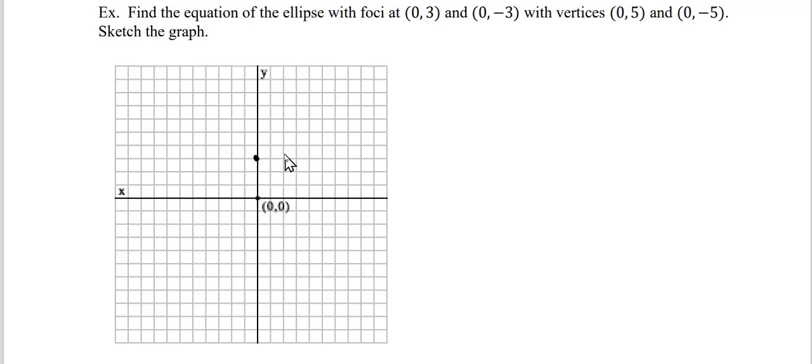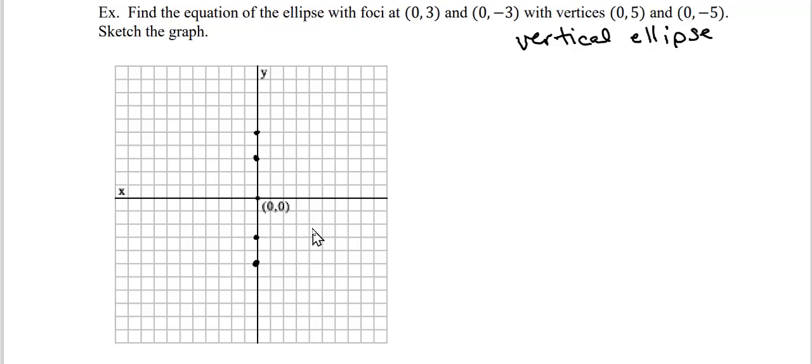0, 3, I'm just plotting these points. 0, -3, those are the foci. Vertices at 0, 5, and 0, -5. The first thing I know is that this has to be a vertical ellipse because the foci are on the major axis. What I really need to graph this, these are my vertices, so that's how far out it comes. I just need to know the width of this, and that will give me a good picture.